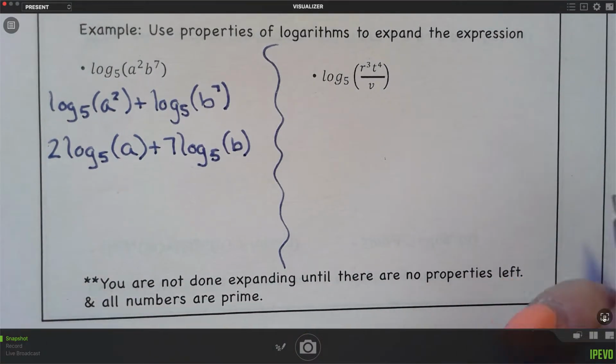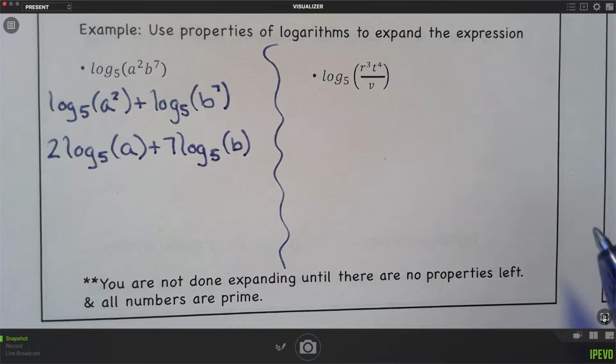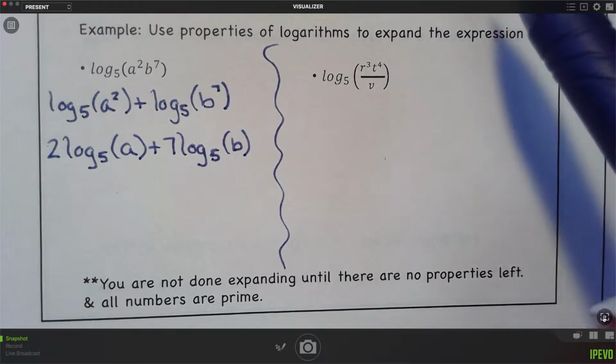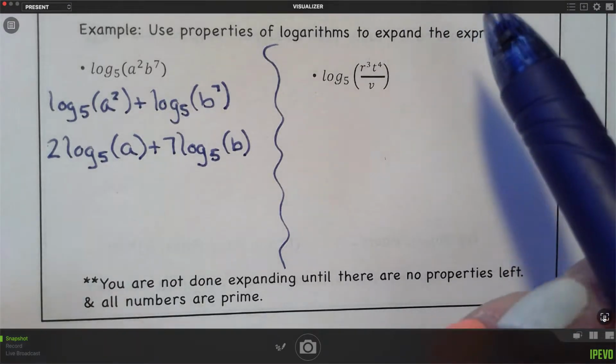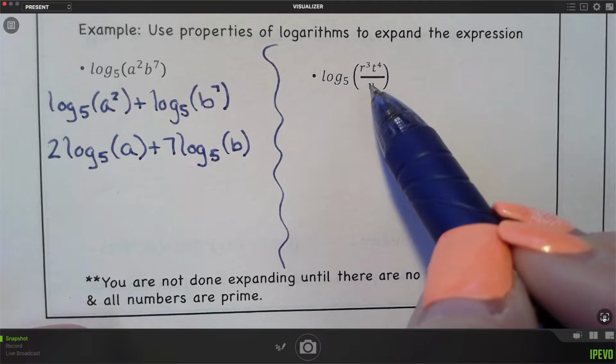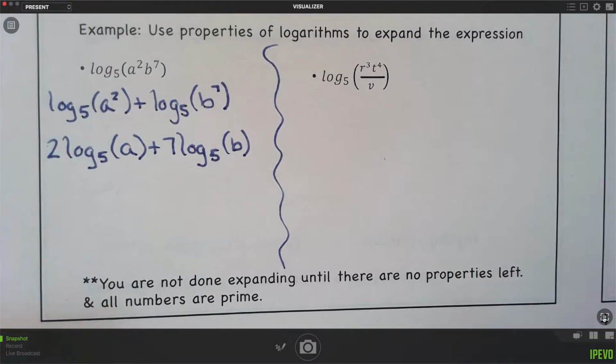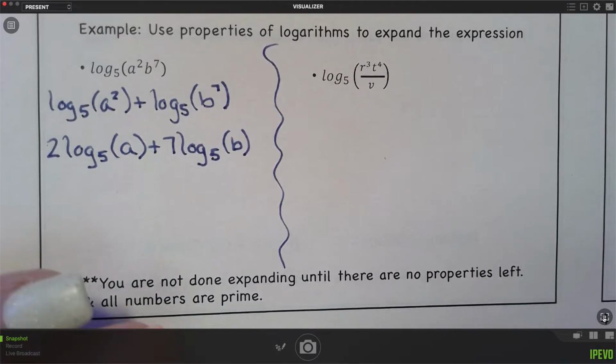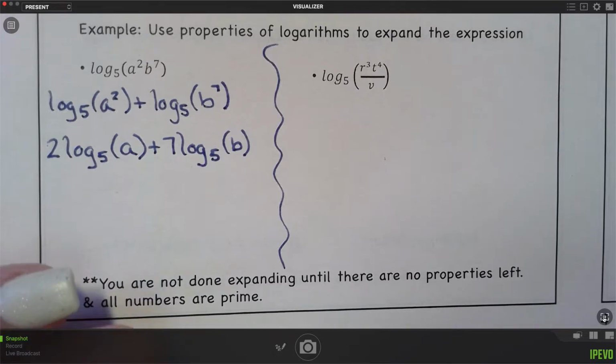So what are we going to take care of here? What do you think we have to take care of first? Quotient. We can't do the product until we take care of the quotient, just like any other problem. Those numbers are R to the third and T to the fourth, and it's a V. So log base 5 of R cubed times T to the fourth, divided by V.